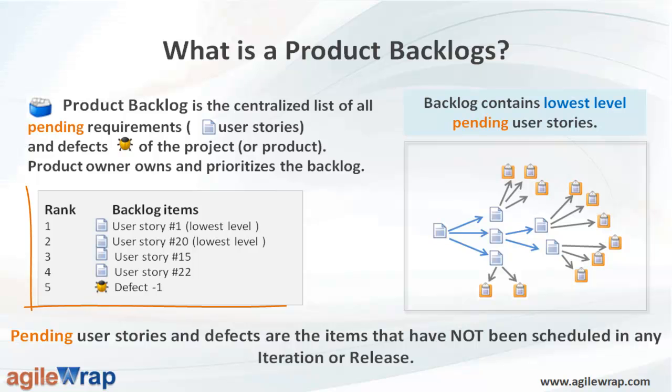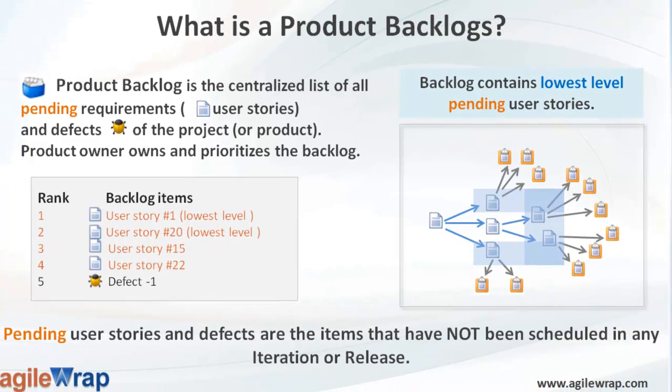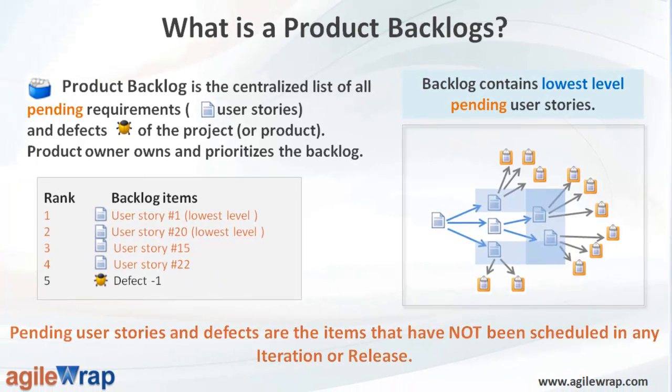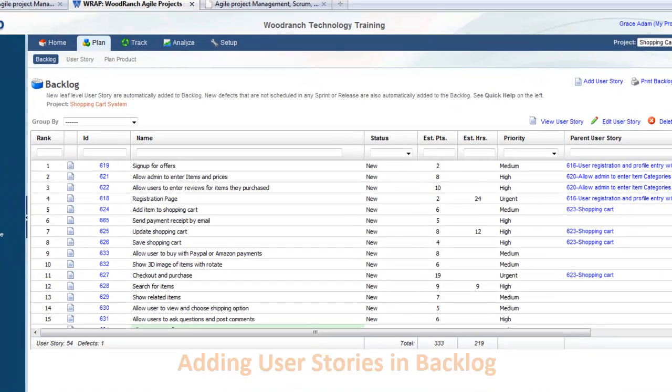Product backlog is the centralized list of all the pending requirements and defects for the entire product. It is the what that will be built. It contains user stories, the broad descriptions of features, wish list, customer requests, and known defects, prioritized by business value. Pending user stories and defects are the items that have not been scheduled in any iteration or release.